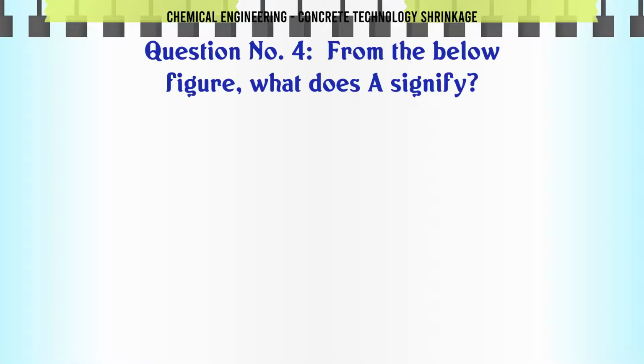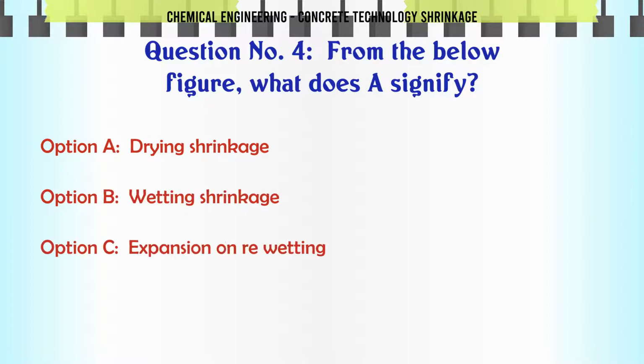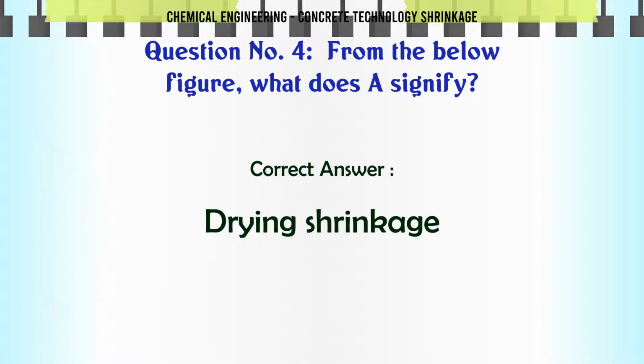From the below figure, what does A signify? A. Drying shrinkage. B. Wetting shrinkage. C. Expansion on re-wetting. D. Contraction. The correct answer is drying shrinkage.